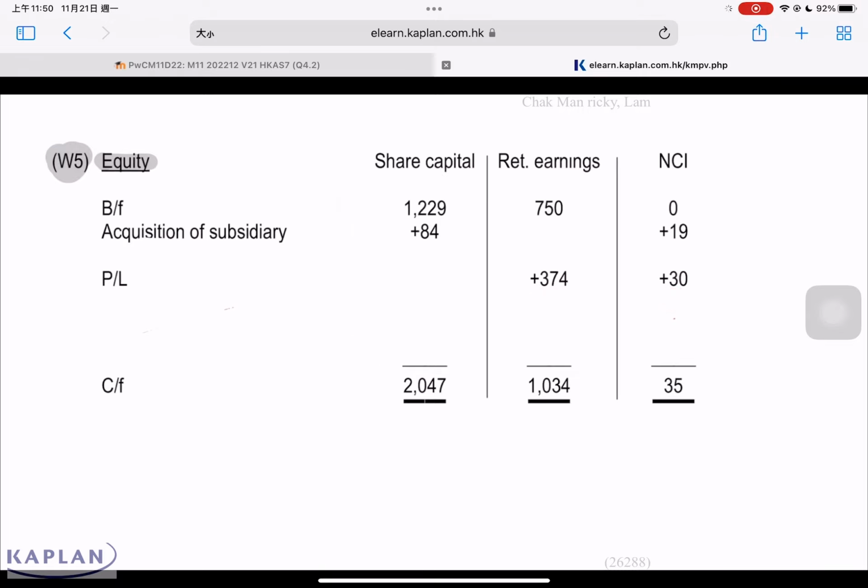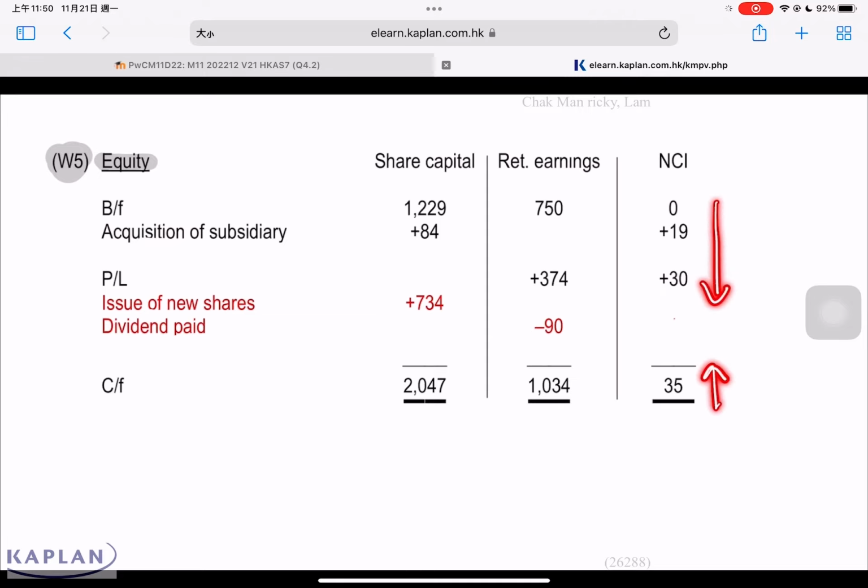1229 plus 84 minus 2047. There's an increase of 734 because of the issue of new shares for cash. Retained earnings, calculate the balancing figure. 750 plus 374 minus 1034. There's a minus of 90. Retained earnings dropped because of dividend paid.